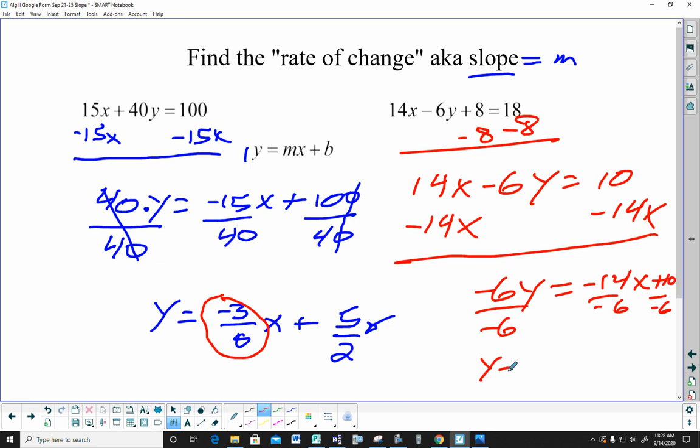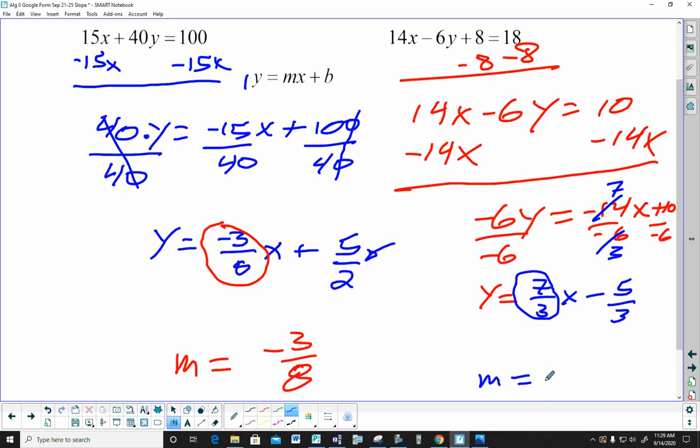So I have y equals, these two negatives make a positive, and the 14 and 6 reduce. There's a 2 that's going to cancel in both of those. 2 goes in there 7 times, and goes in there 3 times. So I have 7/3 x minus 5/3. And the coefficient on the x is your slope. So your slope, your answer would be 7/3.